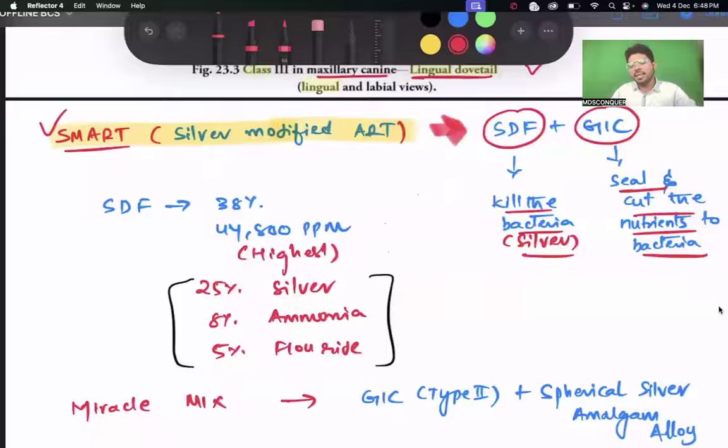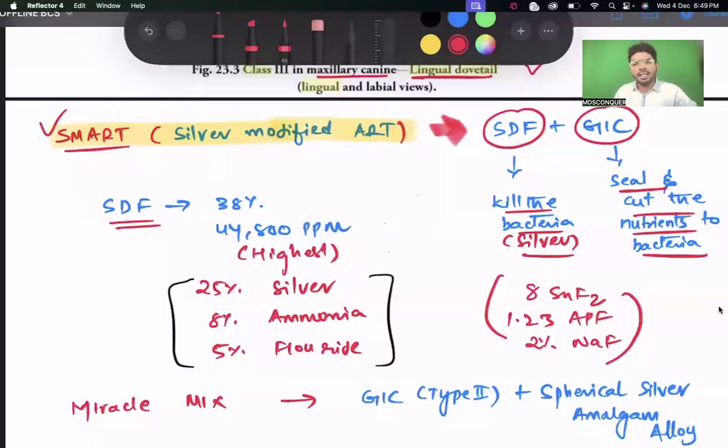The percentage of SDF, like in fluorides, where most of you know the numbers. What is the percentage of APF that is used? 1.23, very good. SnF2, how much percentage? SnF2 is 8%. APF is 1.23%. NaF? Yes, we regularly use 2% NaF.